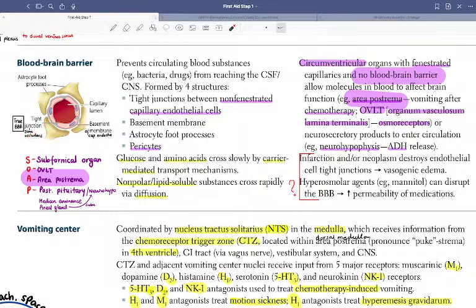Okay, basement membrane. So zona occludens, you have basement membrane, capillary endothelium. The mnemonic for this is SOAP. The S is subfornical organ, O is OVLT, A is area postrema, and P is what? P is posterior pituitary, neurohypophysis. Okay, posterior pituitary neurohypophysis, median eminence.